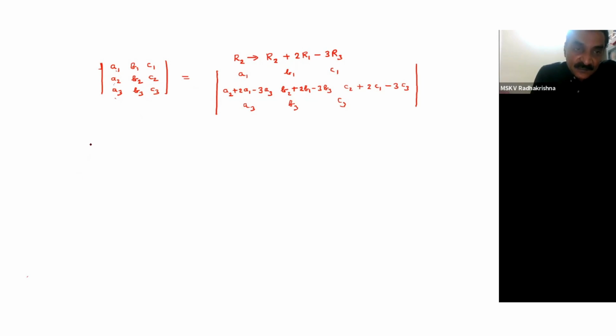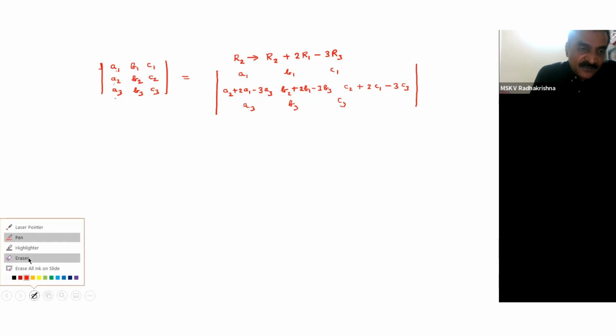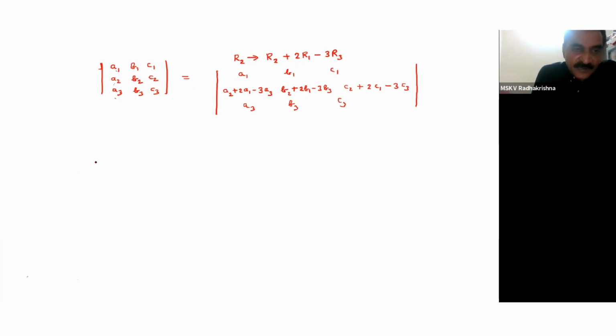But while applying these kinds of operations, we should not forget one important point. Take a determinant again: A1, B1, C1, A2, B2, C2, A3, B3, C3.